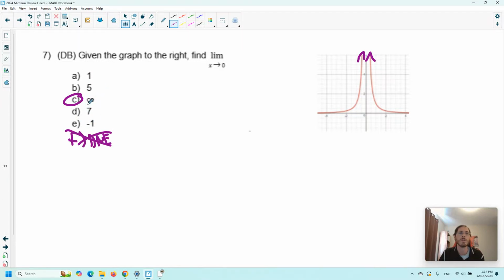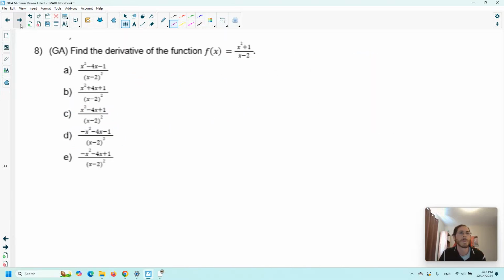It would be one of the two. In this case, this one person chose infinity instead of DNE. Just be aware DNE would also be a correct answer. All right, number 8, find the derivative of this function.